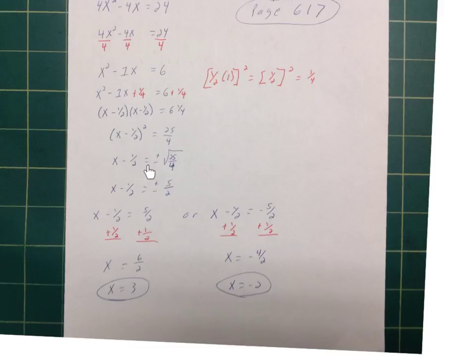I use the square root property, and that'll give me x minus 1/2 equals plus or minus the square root of 25 fourths, that's 5 halves. Then I write it out the long way, and I add 1/2 to each side, and so I get 6 halves or 3 here. Add a half again, I get negative 4 halves or negative 2.